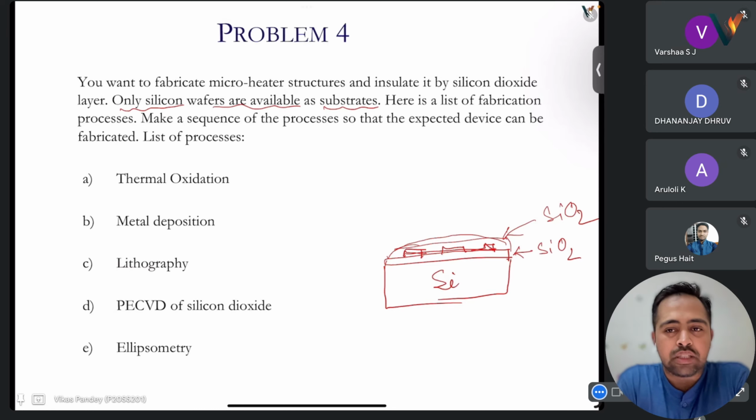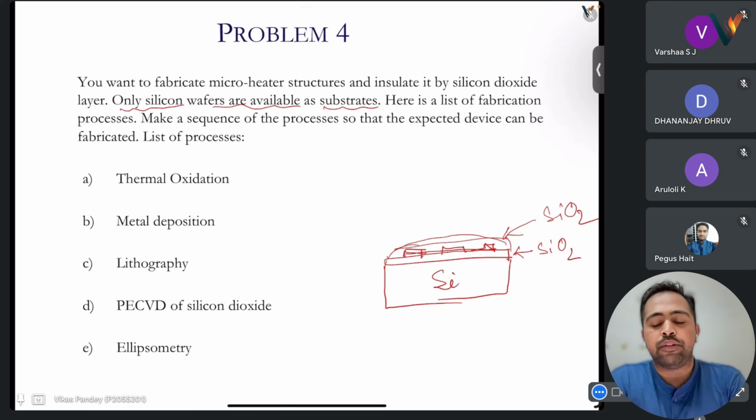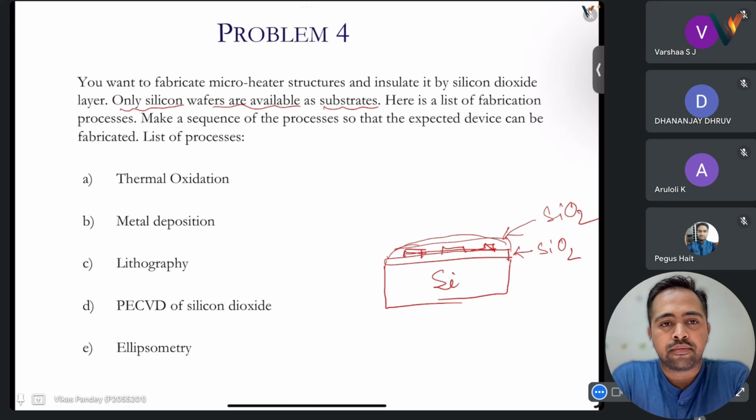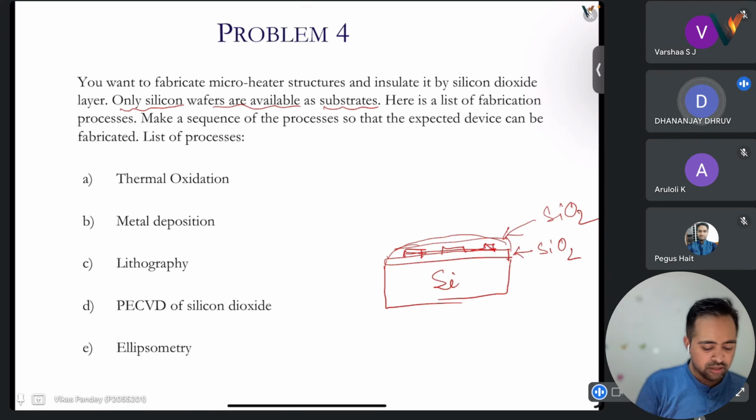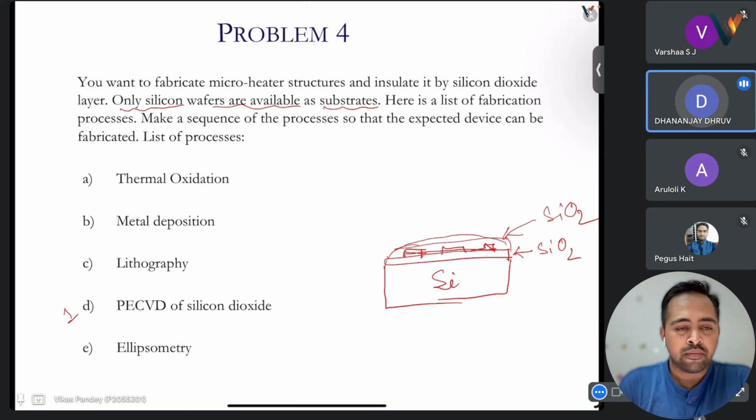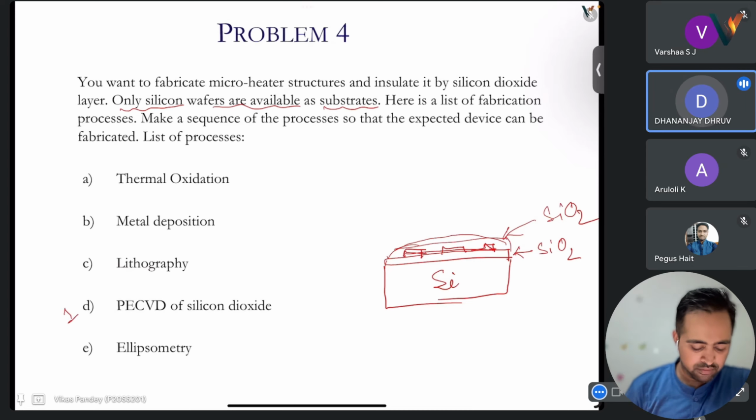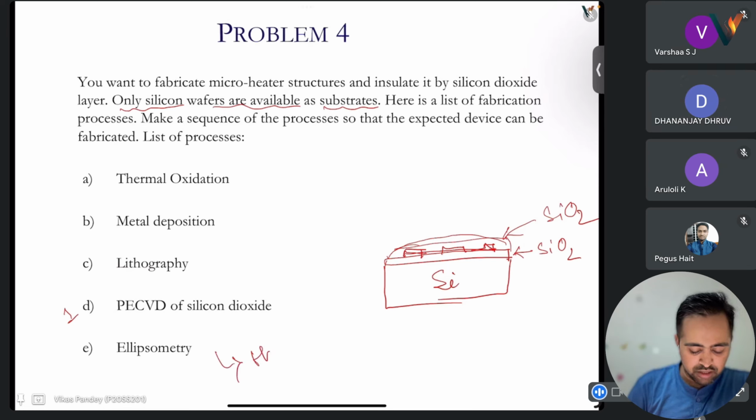Which of the processes will be used and in which sequence? You can try at least to list out the processes, then we can discuss the sequence. I think we should start with PECVD, no? PECVD, okay, for silicon dioxide. And it is clear that at last we go for the ellipsometry to determine the thickness. Okay, thickness determination, that is at last.